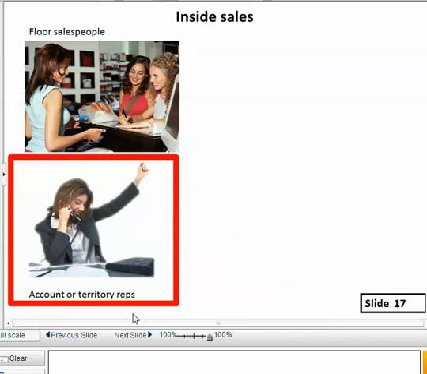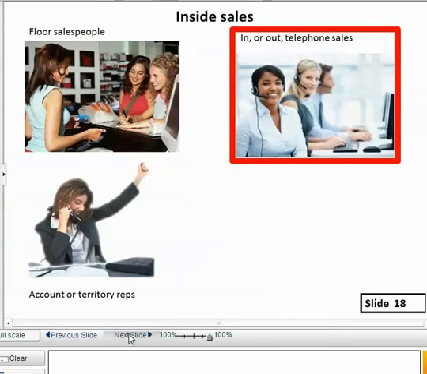Now, territorial reps are a little different. Here you give them a geographical area, and you give them responsibility for that. Now, they may be doing it all out of your office over the telephone, or they may have to be outside sales. Okay. Well, let's finish up with the inside.